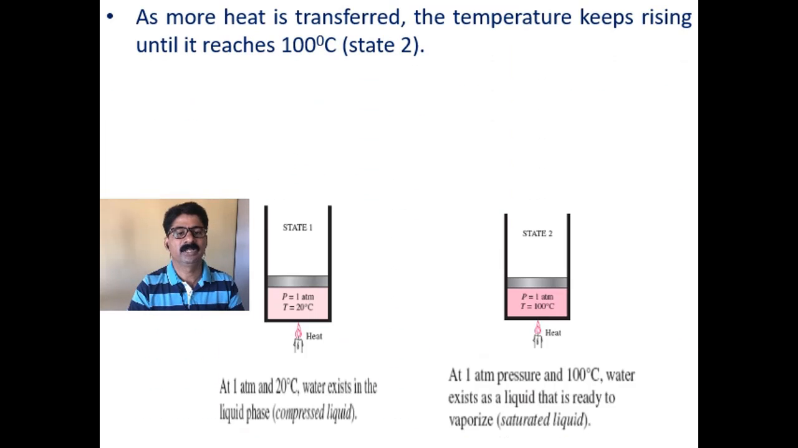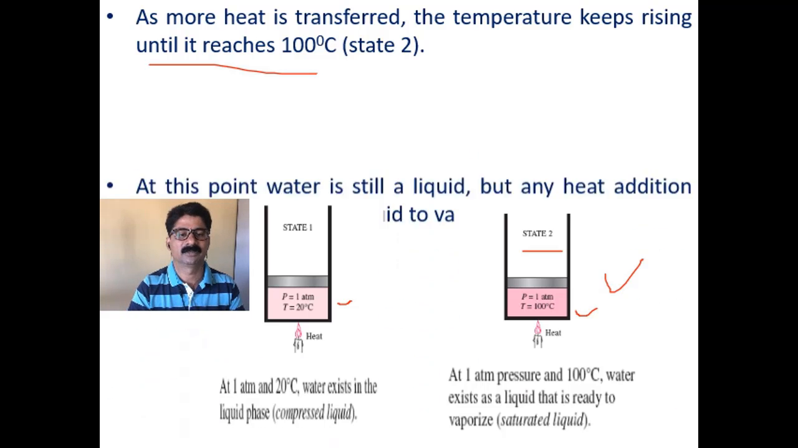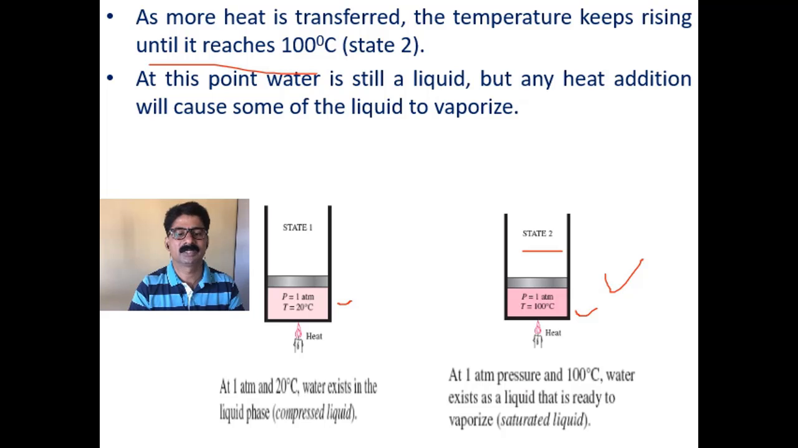Now, as more heat is transferred, the temperature keeps rising until it reaches 100 degrees Celsius. That is called state 2. Here you can see, this is state 2, where the pressure is still 1 atmospheric and temperature is 100 degrees Celsius. Okay, there is a small variation in the diagram. This volume has to be more than this volume. This volume is less, this volume is more. It's a diagrammatic variation.